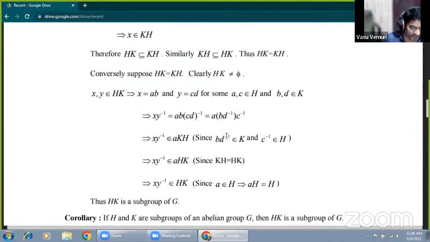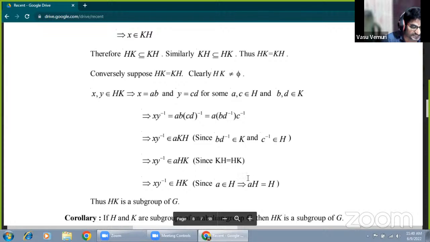Now AB inverse belongs to H, and C belongs to H and C inverse belongs to H. Therefore, this element is represented as KH. So XY inverse belongs to HK because KH equals HK, that is the given part. Finally, XY inverse belongs to HK because A belongs to H means AH equals H. This is the left coset.